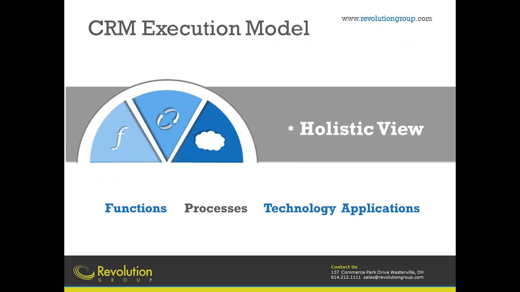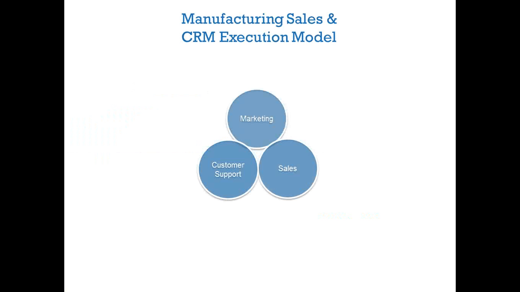So when trying to create a holistic view of customer relationship management for manufacturing, what we've done here at Revolution Group is we've built what we think of as an execution model for CRM. And this model is going to look in detail at functions, processes, and the technology applications that support customer relationship management.